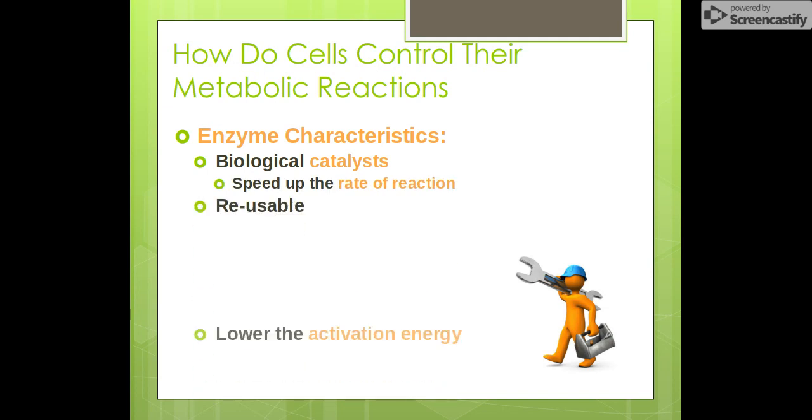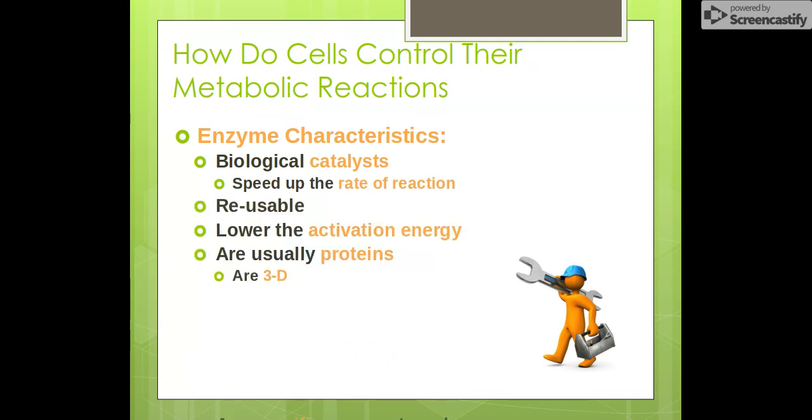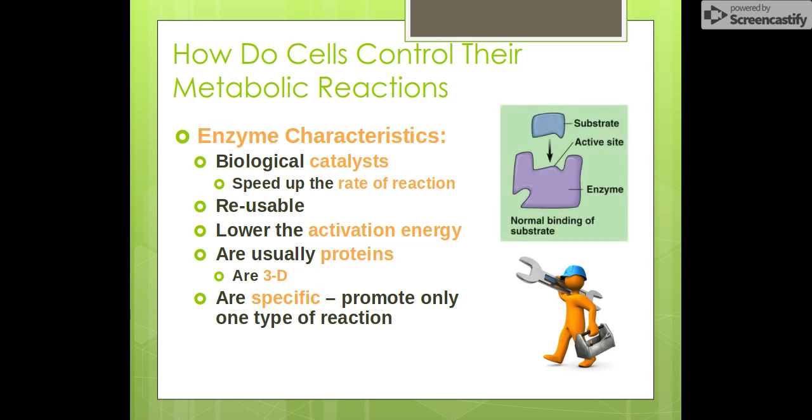So things that we know about enzymes, they're catalysts. They're going to speed up reactions. They're reusable, so they can cause the same reaction to happen 100, 200 times. They lower the activation energy, so our cells don't have to use as much energy to make a reaction happen. These are typically proteins, and they're very specific. Only one type of reaction is going to occur per enzyme.